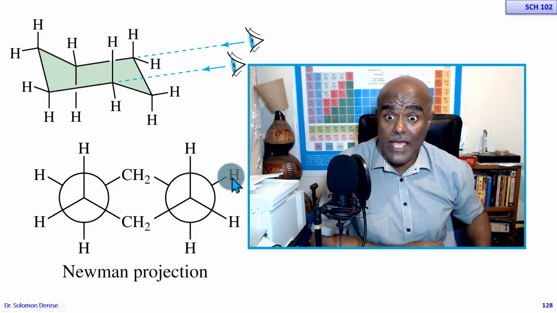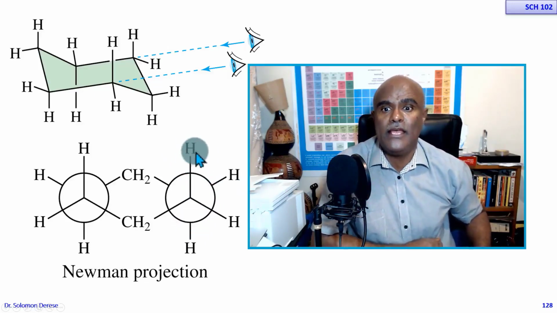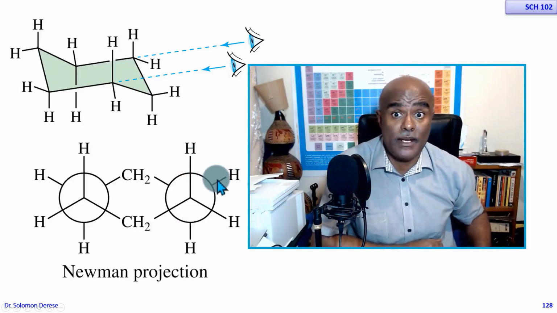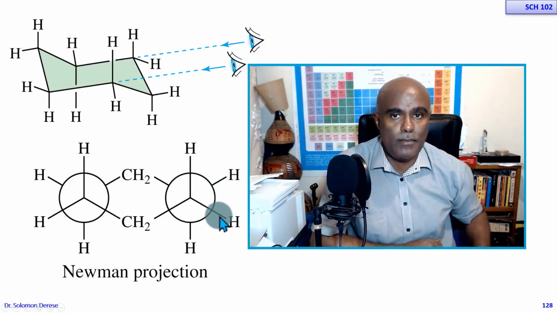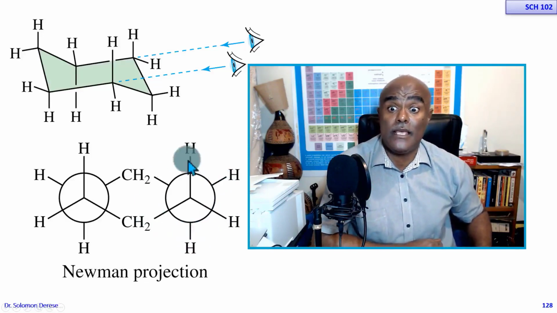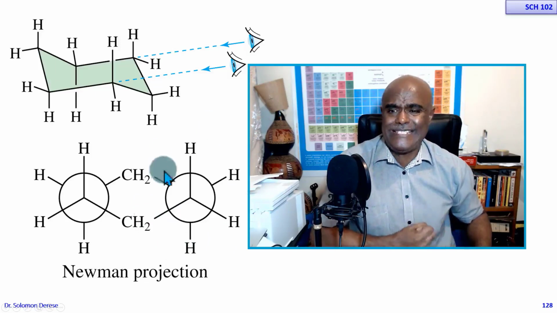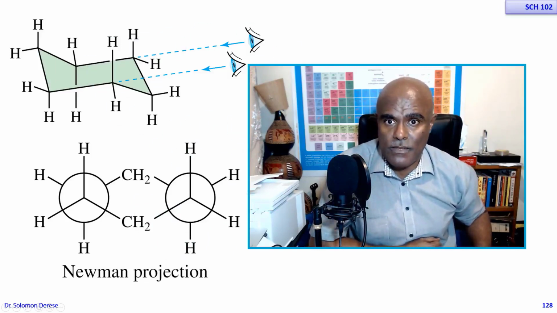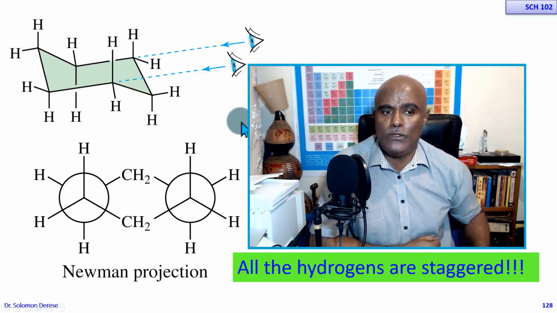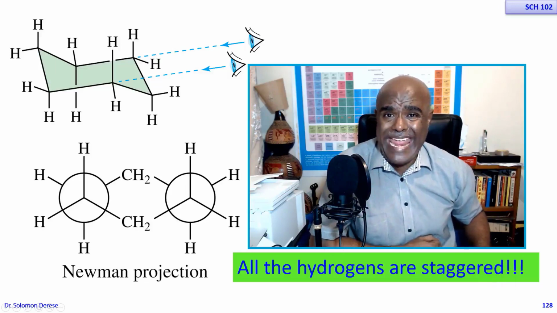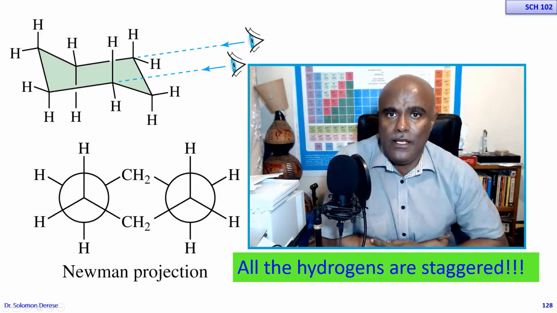And this one, similarly, they are separated by 60 degrees. This one and this one are separated by 60, this one and this one by 60, this one and this one by 60, and this one with this one is separated by 60 degrees, etc. The furthest they can be. As a result, in the chair conformer, all the 12 hydrogens are staggered. They do not suffer from any type of torsional strain.